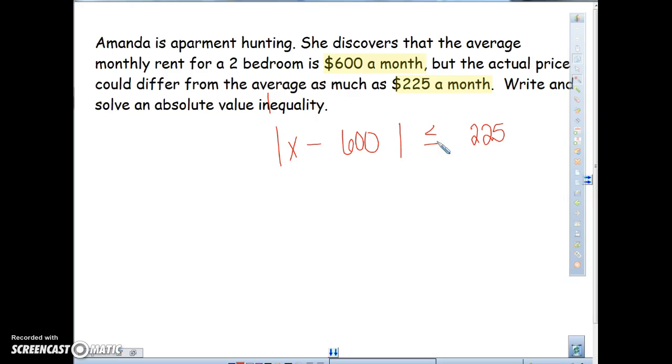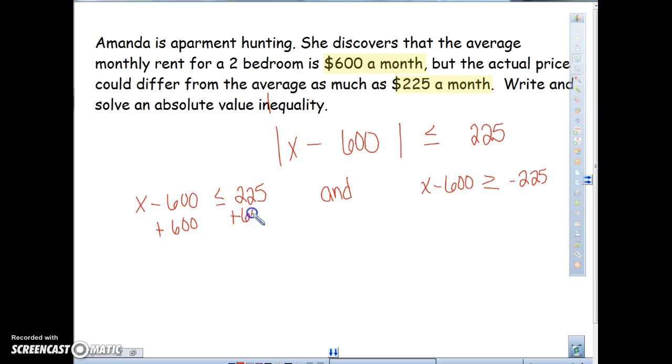So then you just solve this. X minus 600 is less than or equal to 225. And it's a less than symbol, so it's going to be an "and" statement. X minus 600 is greater than or equal to negative 225. We switched the symbol, and we had to switch the sign. So if we added $600, and so we're going to add 600 here.